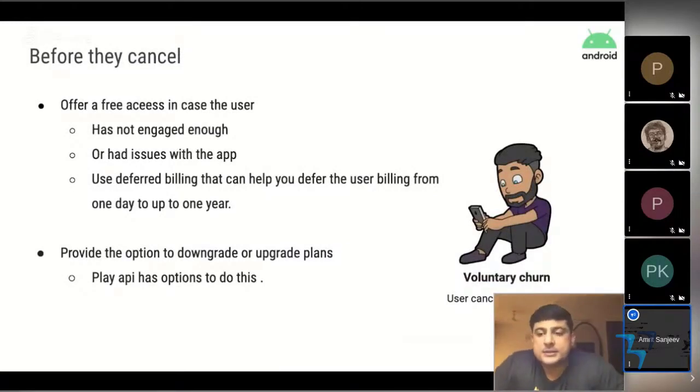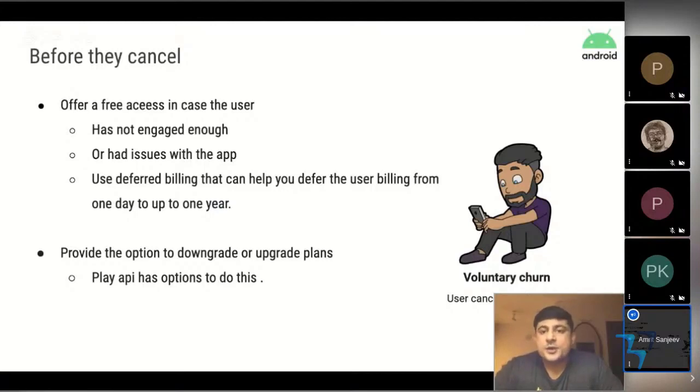Now, before the user cancels, you can always offer a free tier to the user, if the user hasn't engaged enough with your app or had issues with the app. So assume that you saw that a particular user is getting a lot of crashes, or they have raised a complaint with your CSR. You might want to use deferred billing. There is a concept called deferred billing in Play, which allows you to defer the billing for the user from 1 day up to a year, and use that to provide some free access to content or features. That way the user is delighted to continue using the app, and you might still lose some revenue, but you don't lose the user entirely.